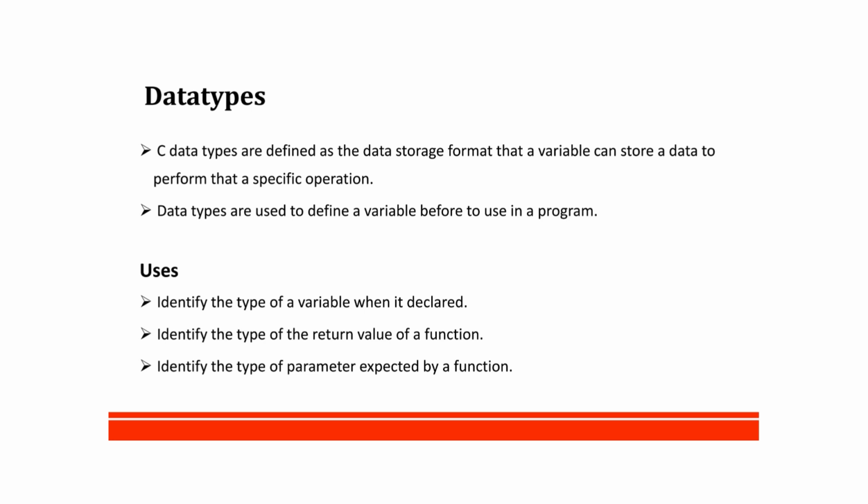Data types. Data types are defined as the data storage format that a variable can store to perform a basic operation. Data types are used to define a variable before using it in a program. What are the uses of data types? Identify the type of variable when it is declared. Then identify the type of return value of a function. Next, identify the type of parameter expected by a function. So these are the uses of data types.